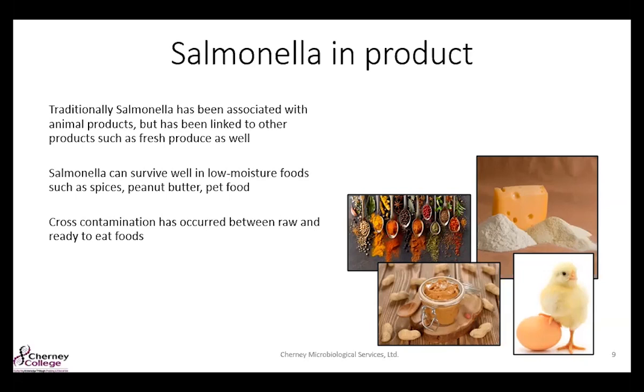Cross-contamination has occurred between raw and ready-to-eat foods. So it's very important within your plant that you control traffic flow, especially between your raw ingredient areas and your finished product areas.